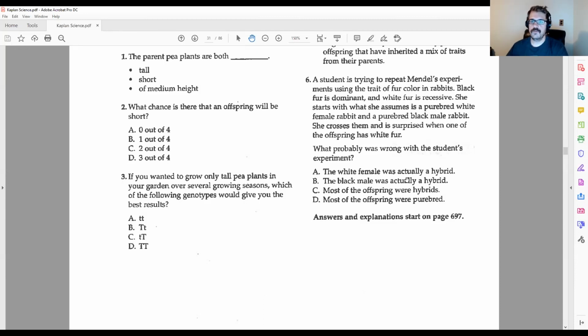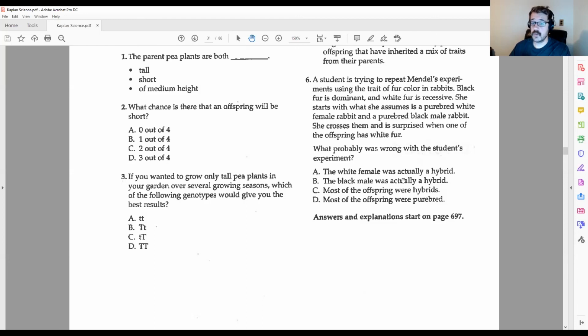Okay, so we've got what she thinks is a purebred white and a purebred black, and we know that black fur is dominant. And if it really was a purebred black, then all of their children, all of their offspring would be black because that black gene is dominant. But one of them was white, which means that something went wrong. Let's see what the possible answers are. A, the white female was actually a hybrid.